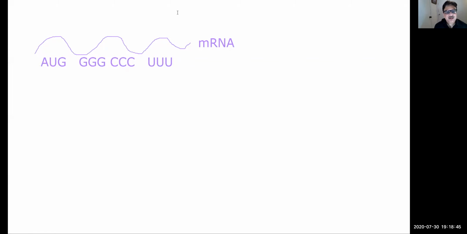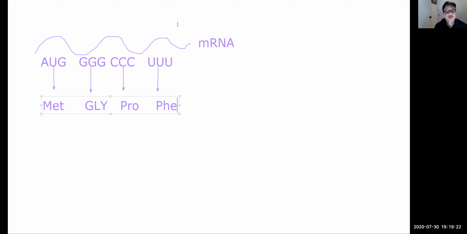Now the amino acids that will come for each one of these triple nucleotides are like this. And this is conserved: in case of AUG, the amino acid will always be methionine. In GGG, always the amino acid will be glycine. For CCC, the amino acid will be proline. For triple U, it will be phenylalanine.